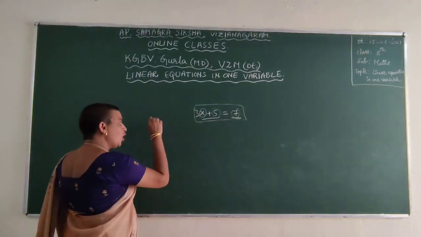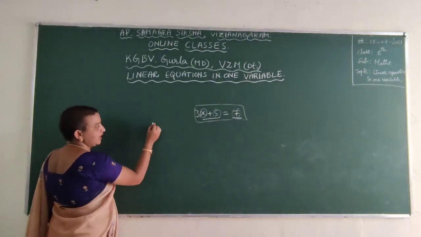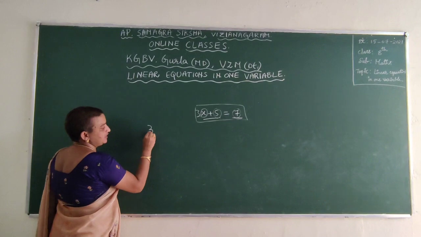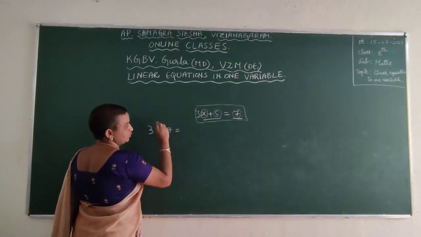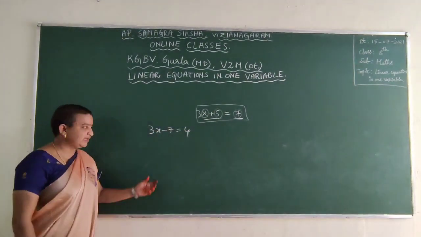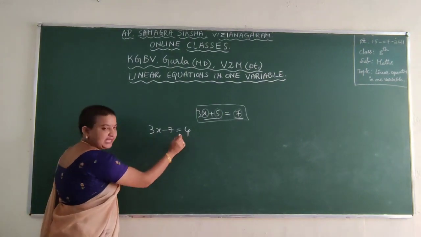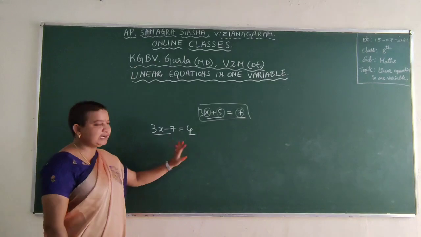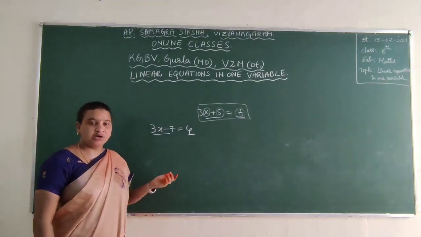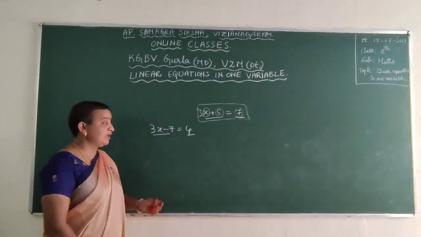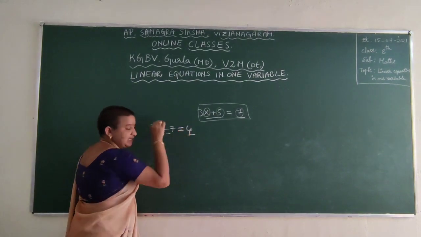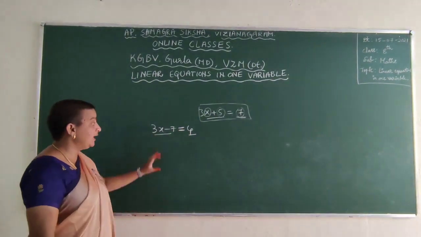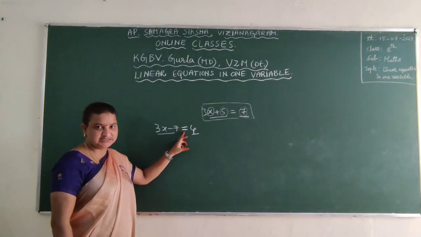Again, we take another example: 3x minus 7 equals 4. Here there are two algebraic expressions, this is one and this is one, LHS and RHS. How can you tell LHS and RHS? It has an equality sign. A linear equation has an equality sign.